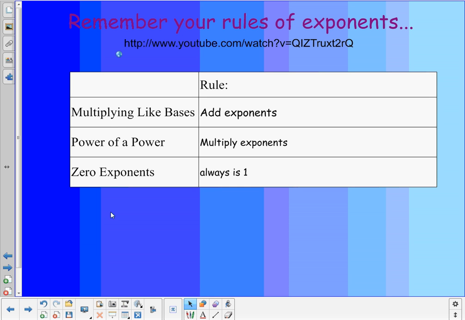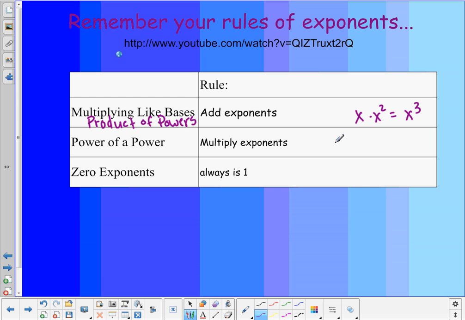Just a reminder, when we multiply like bases, or in other words, when we have a product of powers, that's what that rule is technically called. That's what you've seen on your other notes sheets. We add the exponents. So for example, when I have x times x to the second, that's x to the third. Power of a power is when we multiply the exponents.